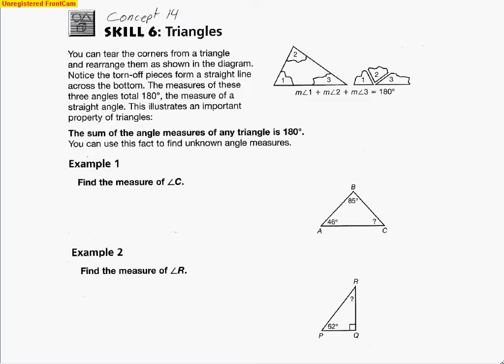This is the tutorial for Concept 14 Skill 6, and we're taking a look at triangles today. So if we take a triangle and draw it and cut it out, and then tear off each of the different angles we have here. So if we tear off angle 1, angle 2, and angle 3, and then realign these angles so that they all match up, what you'll end up seeing is they make a perfect 180-degree angle, which is a straight angle.